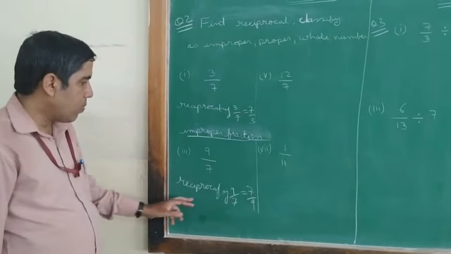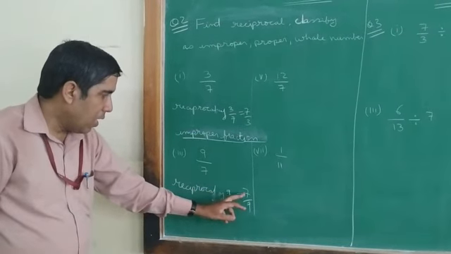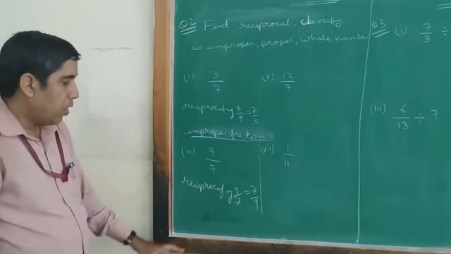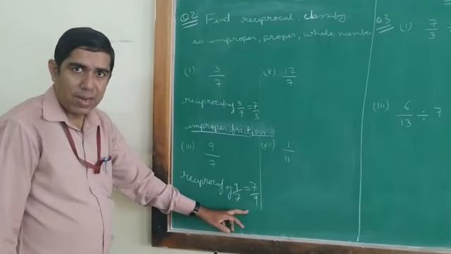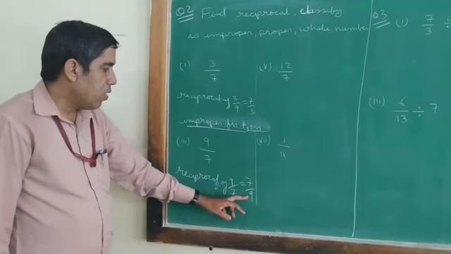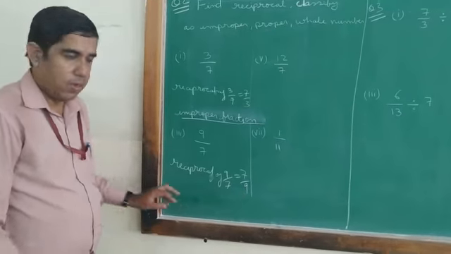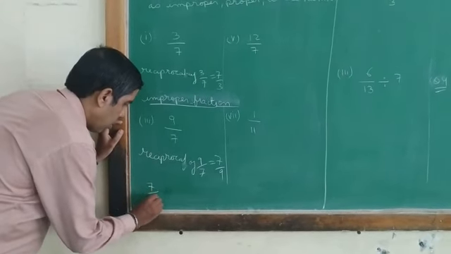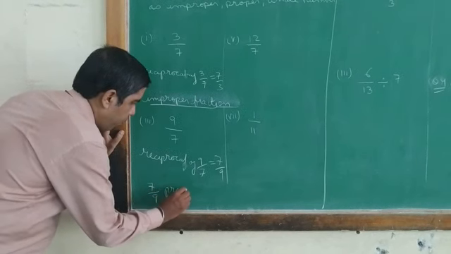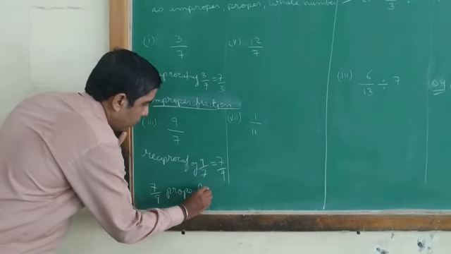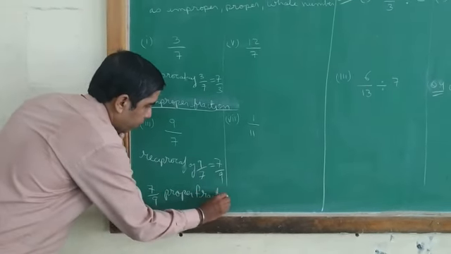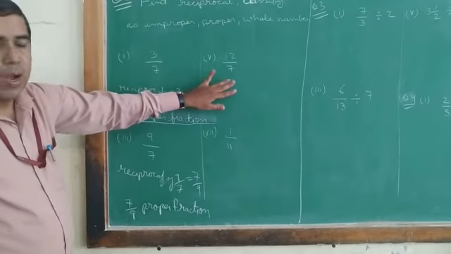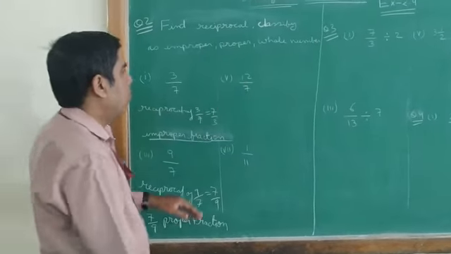Now 9 by 7. So it becomes 7 by 9. Now 7 by 9, you can see, is which type of fraction? 7 by 9 is a proper fraction. So the answer is proper fraction. Right here.